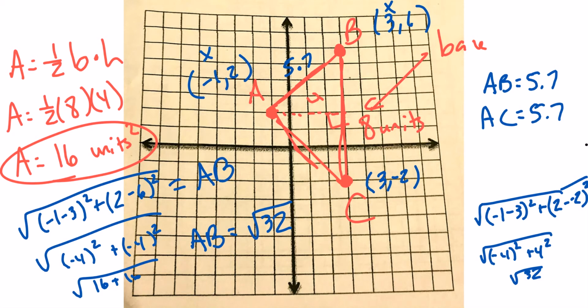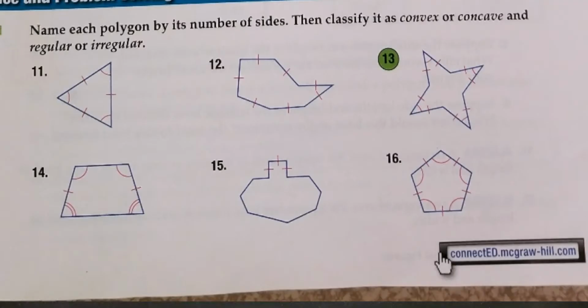And then finally, I know that BC is equal to 8. So my perimeter is going to be 5.7 plus 5.7, which is 11.4, plus 8. So my perimeter is going to be equal to 19.4 units. There's my perimeter, there's my area.